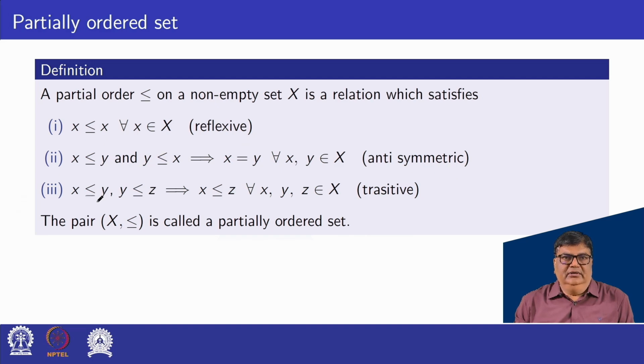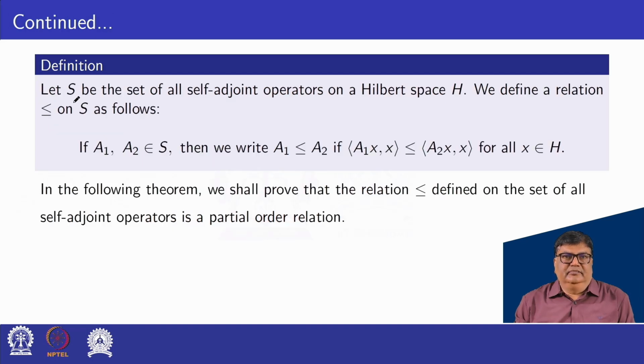And third, x ≤ y and y ≤ z implies that x ≤ z for all x, y, z belonging to X. This condition is known as transitive. The pair X and ≤ is called a partially ordered set. Next definition.